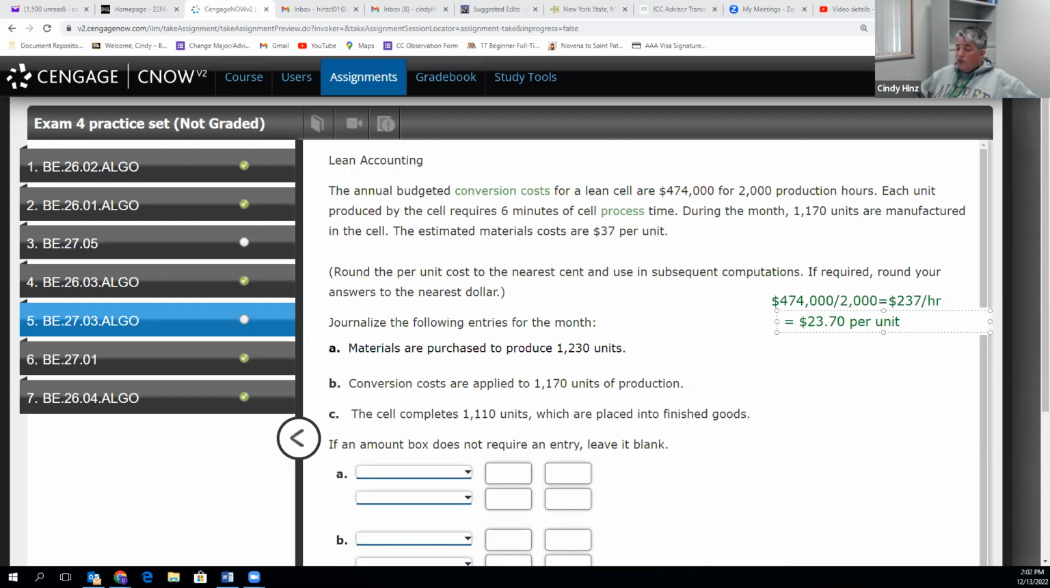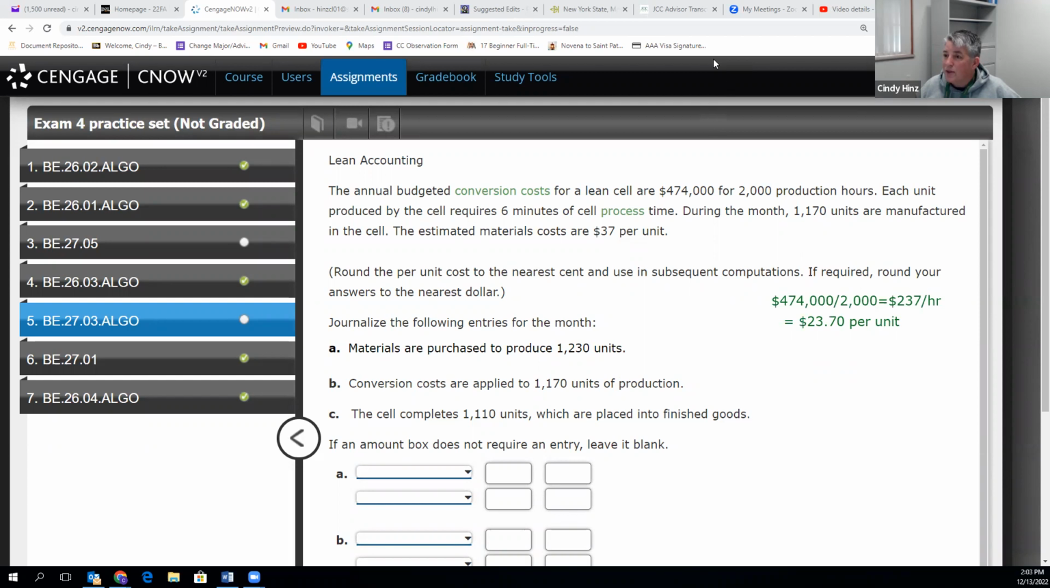So again, the way I determined that, I took the hourly rate divided by 60 to find the rate per minute of $3.95, and then multiplied by 6 minutes. It would have been faster because 6 minutes is 1/10 of an hour, 6 out of 60. I could have just taken that 237 and divided by 10 if you were trying to be more efficient or lean in your processes. During the month, 1,170 units are manufactured. And the estimated materials cost is $37 per unit.